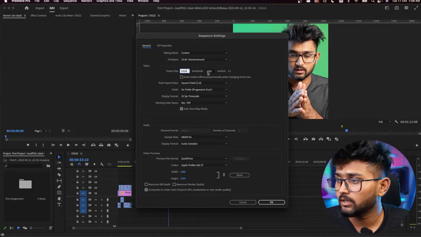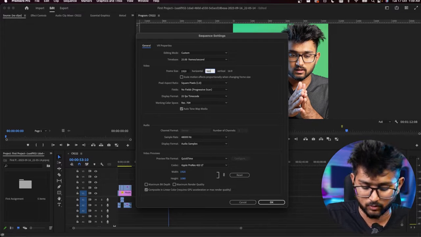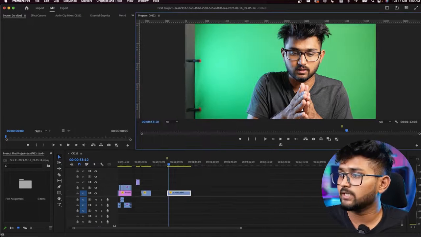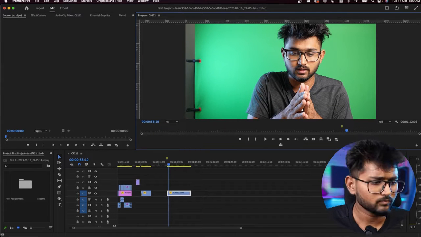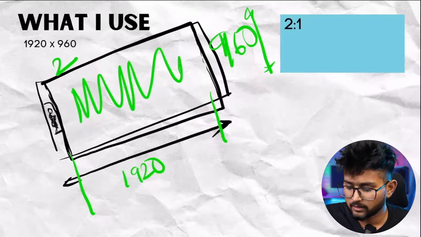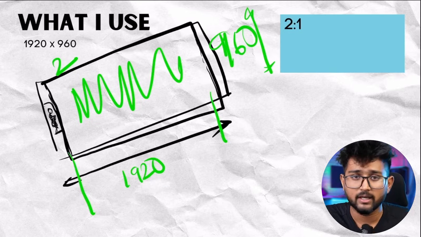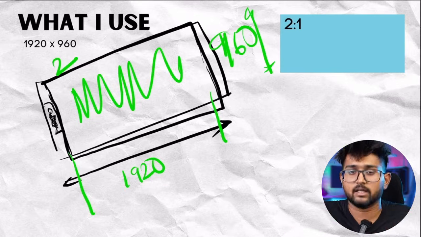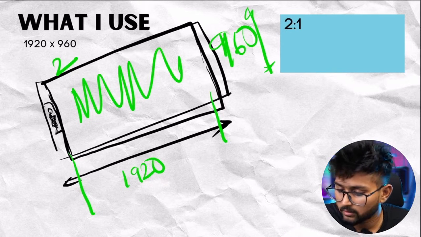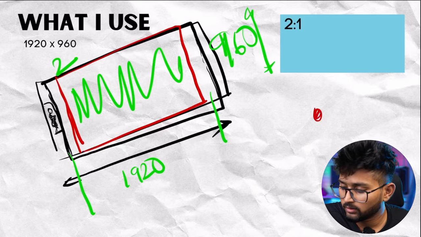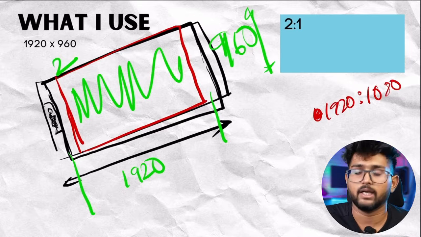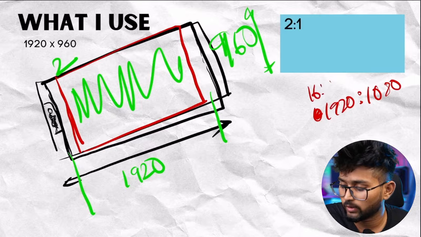1920 and 960, right? You click enter twice and this is what it looks like, right? So basically what happens is that this one, like 2:1, is just a bit wider than 1080p. If this is your usual, the red one is 1920:1080, right? Which is 16:9, right?